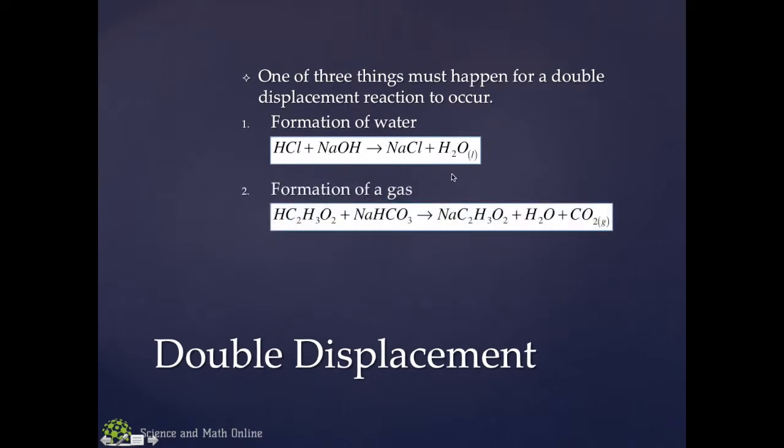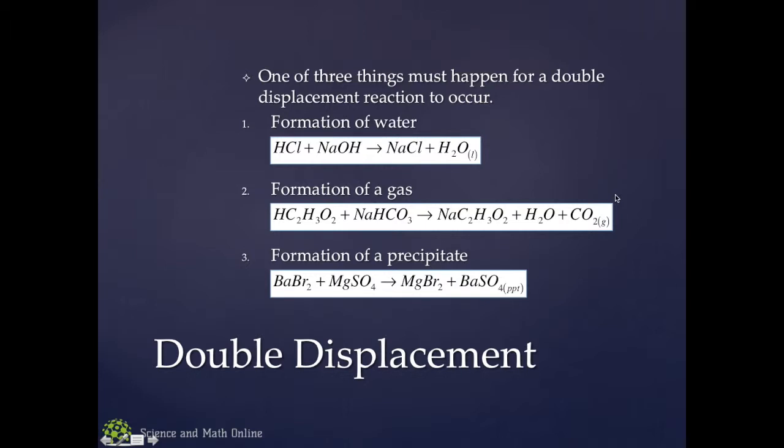Formation of a gas. I won't do these, you won't see these in the workbook because you don't know enough to know when a gas forms. But this is what happens. This is vinegar, and this is baking soda. So you mix those two together, the Na and the H are going to trade places. And that H2CO3 that you get breaks up into water and carbon dioxide gas.